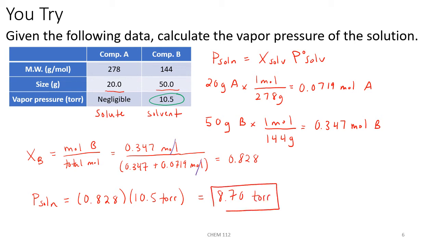Our units are the same as what we were given because our mole fraction is unitless, but vapor pressure can be measured in a lot of units we learned: pascals, bars, atmospheres, torr, millimeters of mercury, etc. There's many units, and it doesn't matter what they're in as long as they match what your original units were.